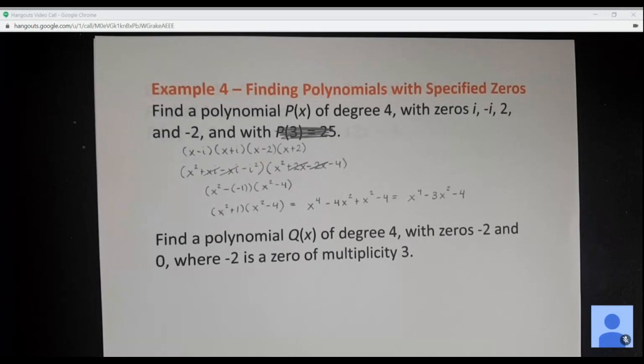Okay, let's look at the second one down here. So now we're looking for a polynomial, q of x, has a degree of 4 again. Our zeros are negative 2 and 0, and negative 2 is a zero of multiplicity 3. So again, we're going to start with our factors, just like we did on the first one. So what would be the factors of this one then?